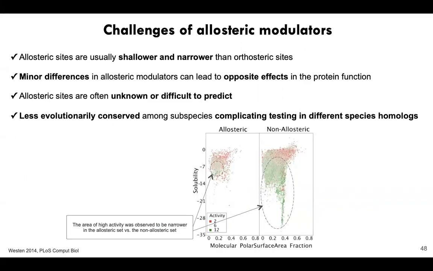Of course, as every discovery, it doesn't come without challenges. Challenges of allosteric modulators include that the sites are usually shallower and narrower than orthosteric sites. Minor differences in allosteric modulators, as in the example that I showed you, can lead to opposite effects on protein function. So for the PIF pocket I showed you, we had an agonist and an antagonist in the same pocket, so this may be challenging. Allosteric sites are often unknown or difficult to predict. And being less evolutionarily conserved among species could also be a challenge.